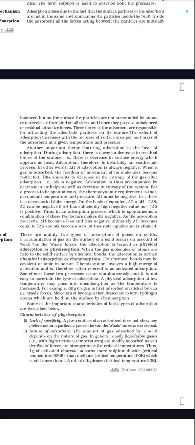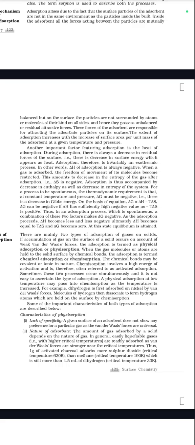When a gas is adsorbed, the freedom of movement of molecules becomes restricted. This amounts to a decrease in the entropy of the gas after adsorption, that is, delta S is negative. Adsorption is thus accompanied by decreases in enthalpy as well as decreases in entropy of the system. For a process to be spontaneous, the thermodynamic requirement is that at constant temperature and pressure, delta G must be negative. That is, there is a decrease in Gibbs free energy.